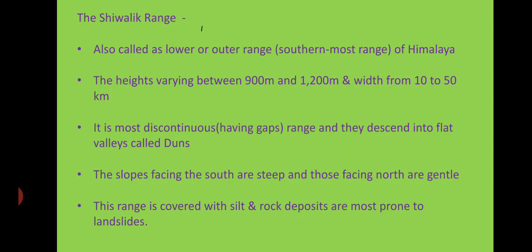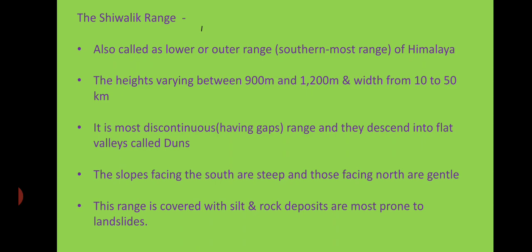Then comes the next one, that is called the Sivalik range. The Sivalik range is also called the lower or the outer range. It is the southernmost range of Himalaya, and the height varies from 900 meter to 1200 meter, and the width varies from 10 to 50 kilometer. Now, this is the most discontinuous range. That means there are natural gaps in between the ranges, and they descend into flat valleys.